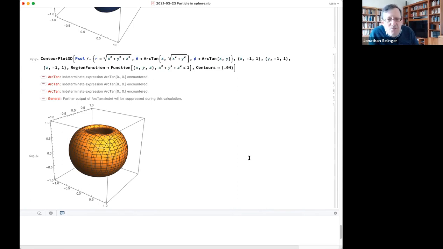I would like eventually to be able to scale this up and make movies of the probability sort of oozing around inside a sphere. I haven't quite gotten to that yet. Maybe I'll get that by Thursday, maybe not. But if not, then I'll just go directly to the hydrogen atom.